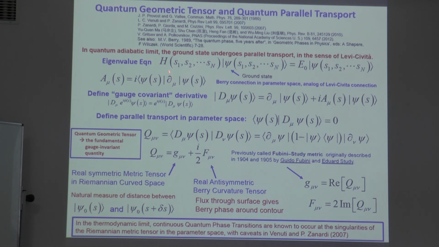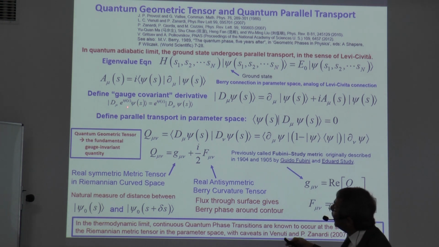It's just the derivative with respect to S mu of some state. And there's this idea of a gauge covariant derivative, which means you have some state and you have a phase here, and this gauge covariant derivative behaves in a way where you can actually pull the phase out, shown here, and the result is just given by the gauge covariant derivative here.